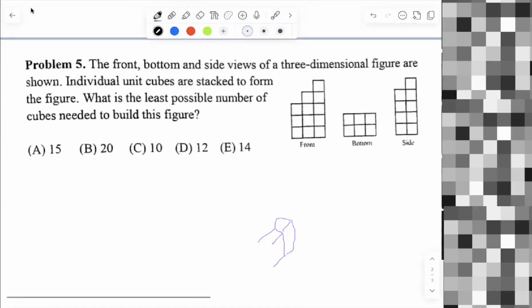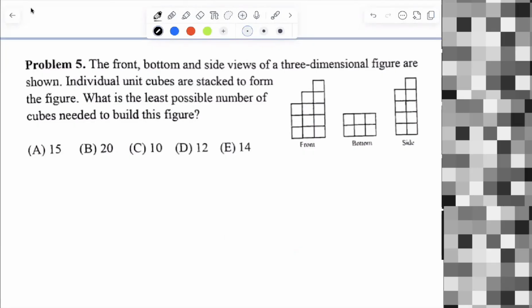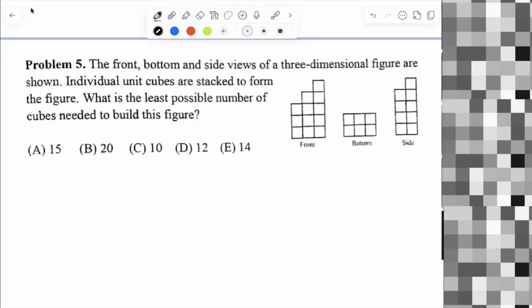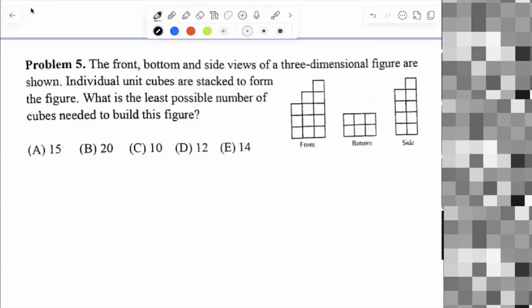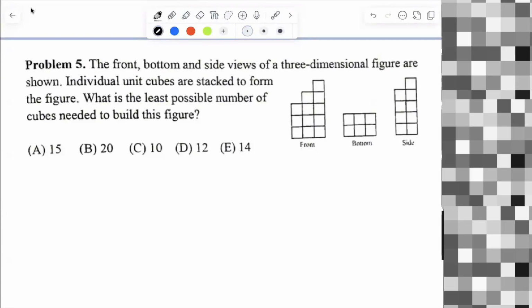Now let's move on to problem 5. The front, bottom, and side views of a three-dimensional figure are shown. Individual unit cubes are stacked to form the figure. What is the least possible number of cubes needed to build this figure? Let's take a try on this question and tell me through private chat.